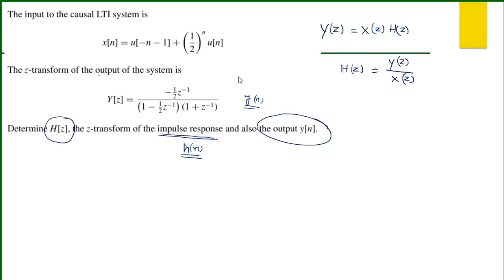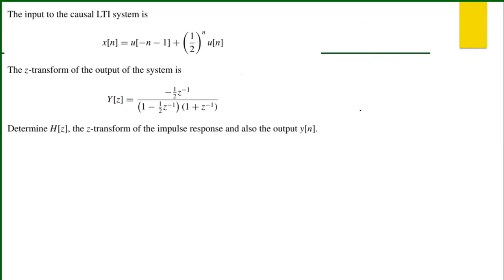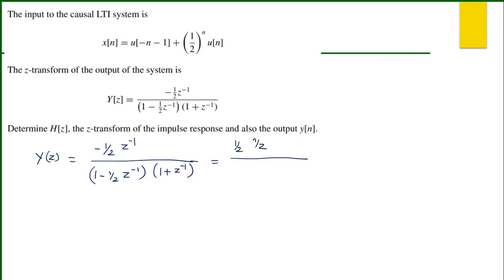For time being, because maybe you will attempt this in the last 20 or 30 minutes, first you find the output y[n], because at least something you can complete fast, right? So what is Y(z) given? Y(z) is equal to −1/2 into z^−1 divided by (1 − 1/2 z^−1)(1 + z^−1). What is z^−1? 1/z. So −1/2 into 1/z divided by (1 − 1/2 into 1/z)(1 + 1/z).